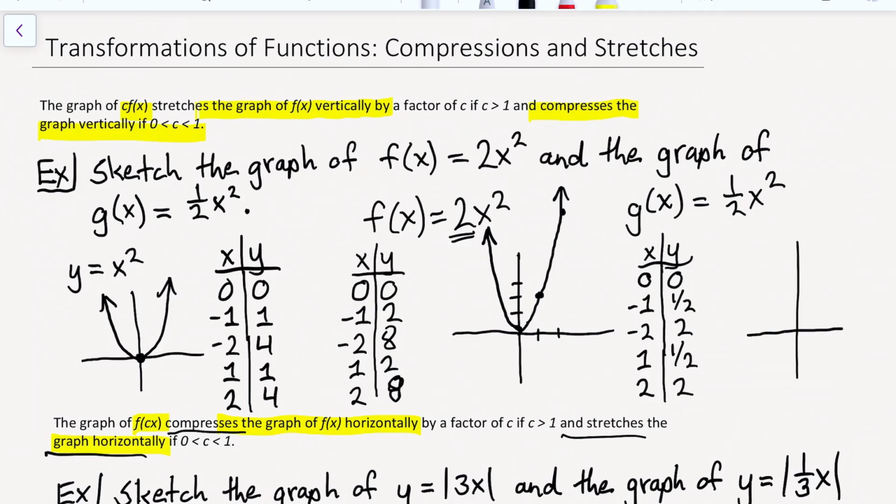So if I sketch the graph of 1/2 x squared, it passes through 0, 0, passes through negative 1, 1/2, and positive 1, 1/2, and then it passes through 2, 2, and negative 2, 2. So our vertical compression ends up looking like this. It's a much wider function than the one before.